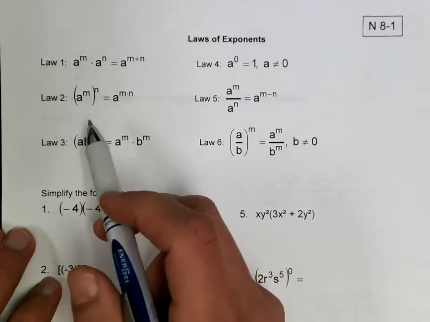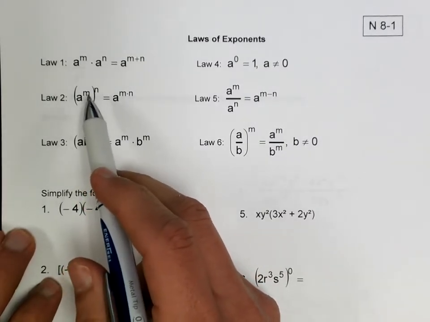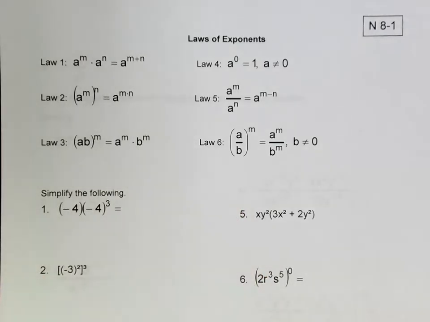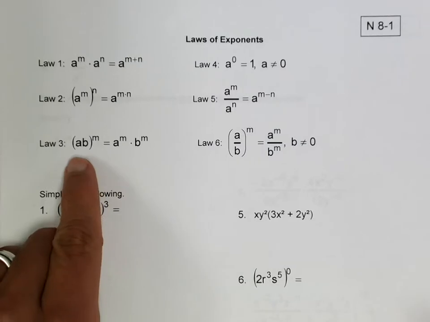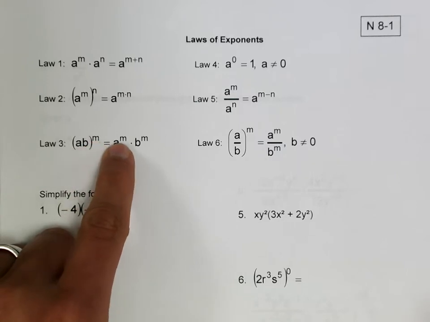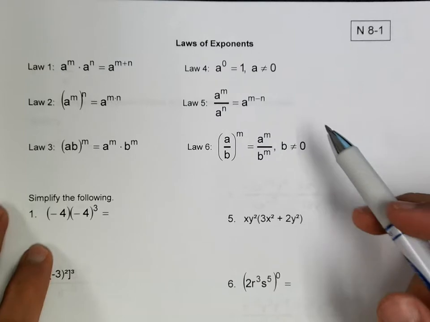Law number two would be if you have some variable that's raised to a power and then you're raising all of that to a power, well, you're just going to multiply the powers, right? On law number three that we used before, if you have a and b being multiplied and that is being raised to a power, you're just going to raise each term to the power. The one that we're not so familiar with is this one.